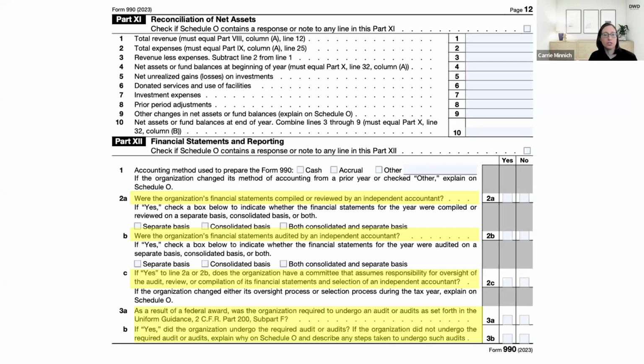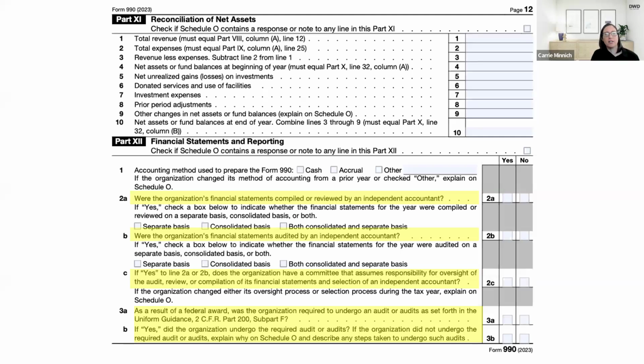The IRS also wants to know if you have to have a single audit done. So nonprofit organizations that spend currently $750,000 or more of federal funds during the year, this is kind of a general statement, there are some exceptions to that. But if you get federal money in and spend $750,000 or more during the year, you're required to have a single audit done. It's a special type of audit.